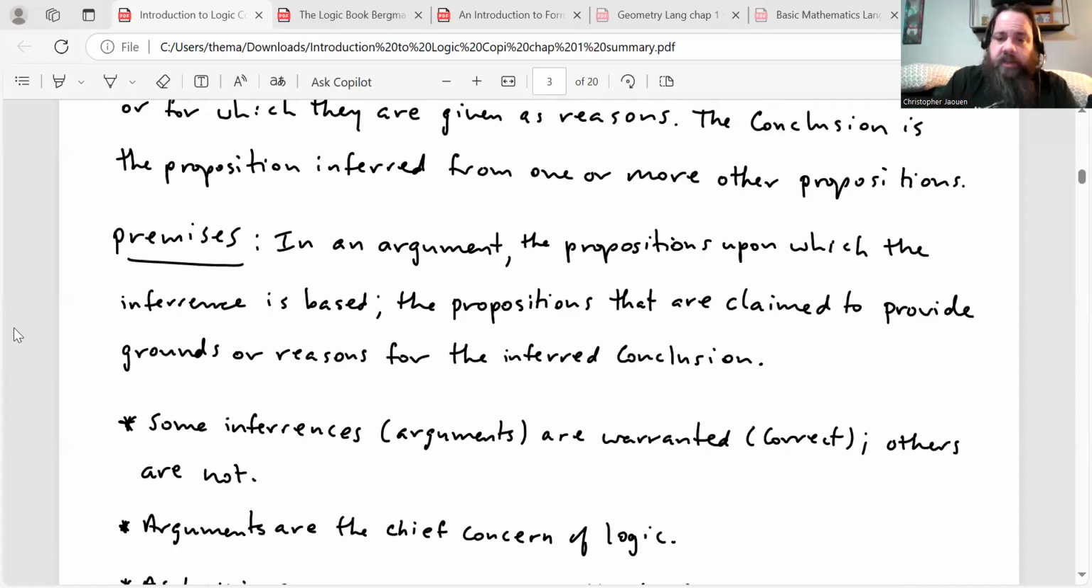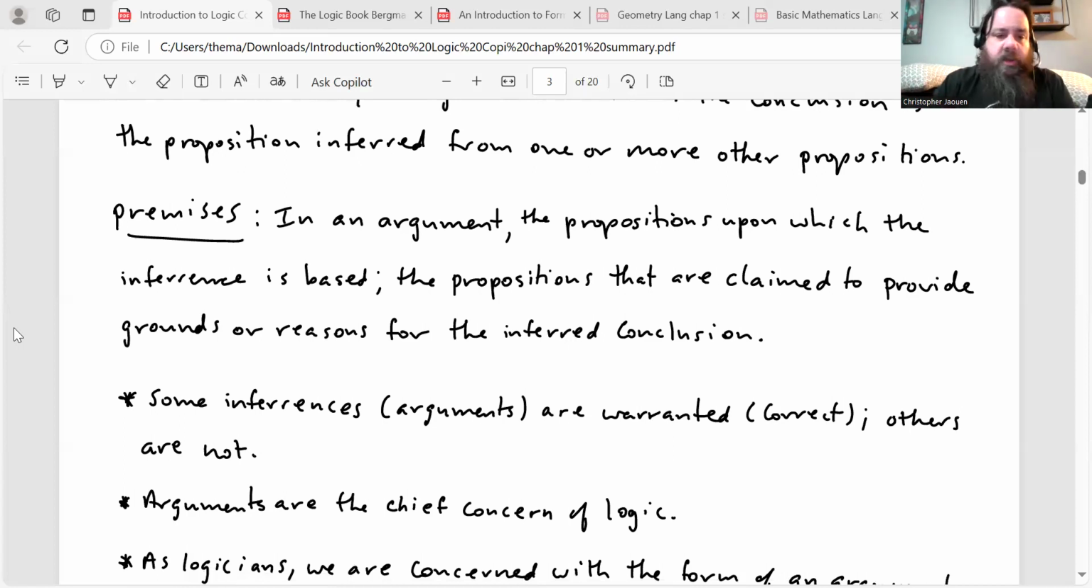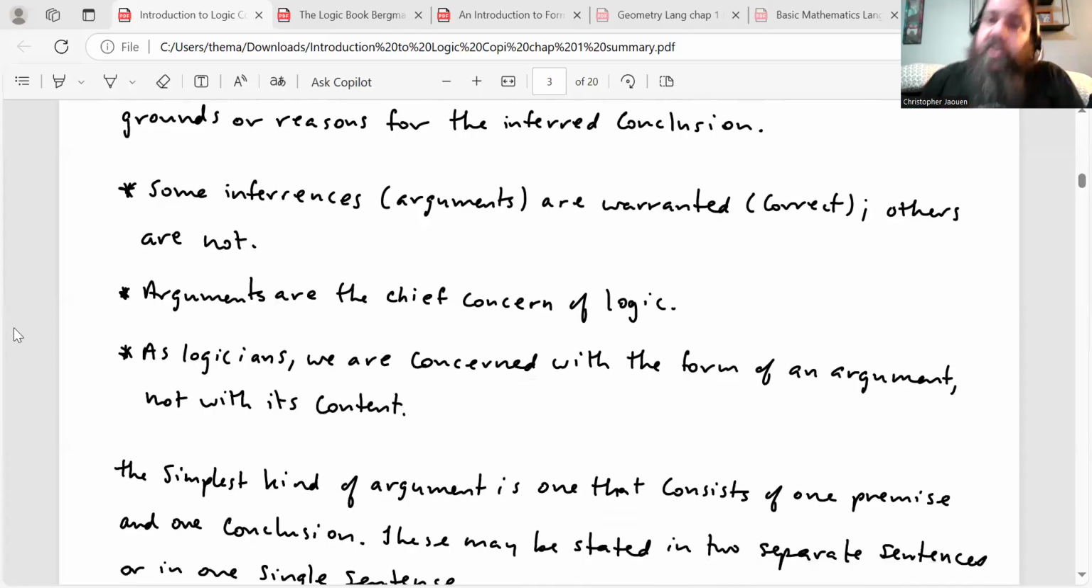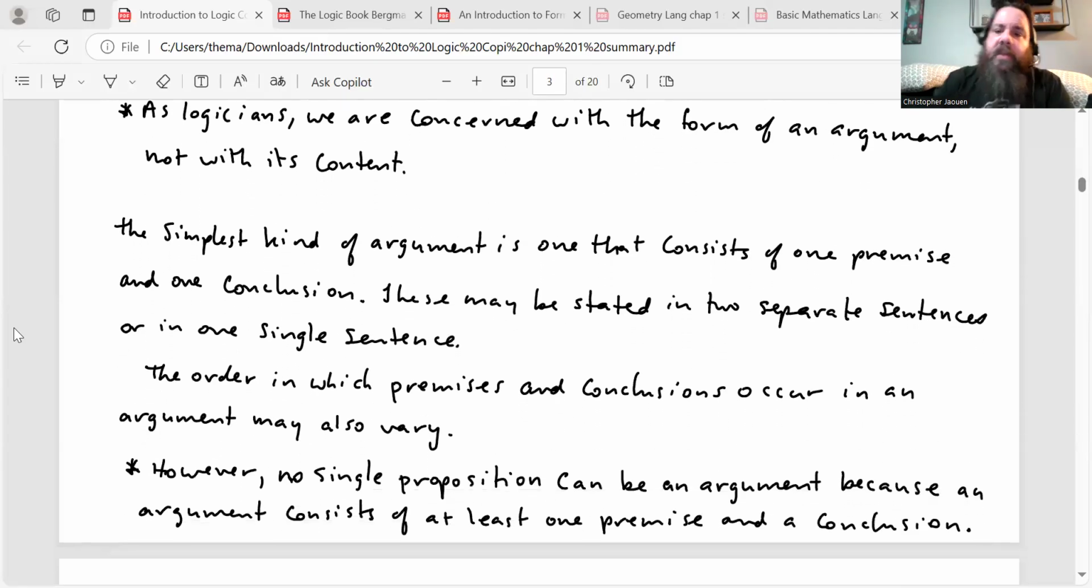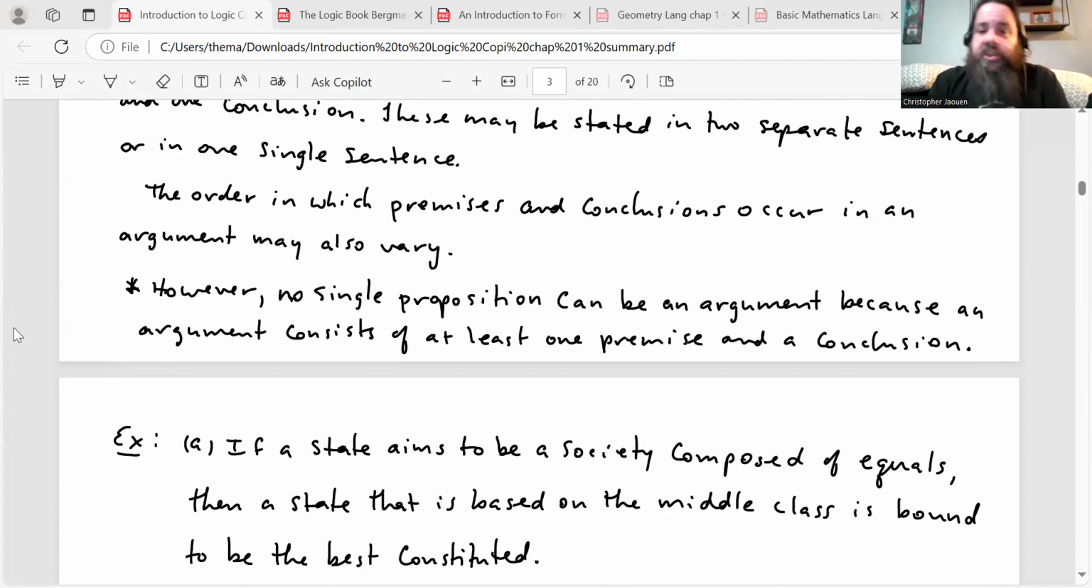Some inferences or arguments are warranted, meaning correct. Others are not. Arguments are the chief concern of logic. Smith also told us this in his chapter 1: as logicians, we are concerned with the form of an argument, not with its content. The simplest kind of argument is one that consists of one premise and one conclusion. These may be stated in two separate sentences or in one single sentence. The order in which premises and conclusions occur in an argument may also vary. However, no single proposition can be an argument because an argument consists of at least one premise and one conclusion.